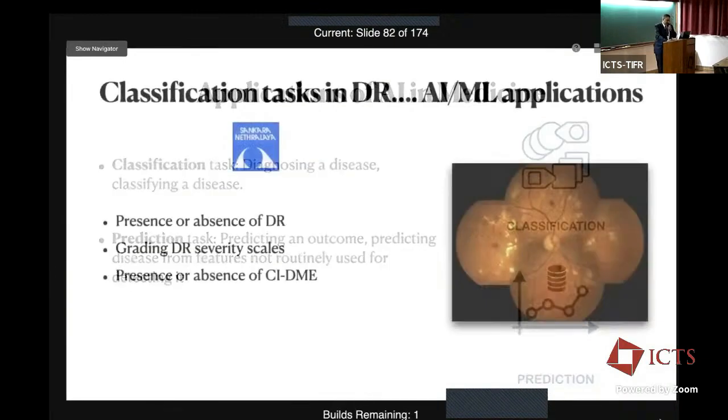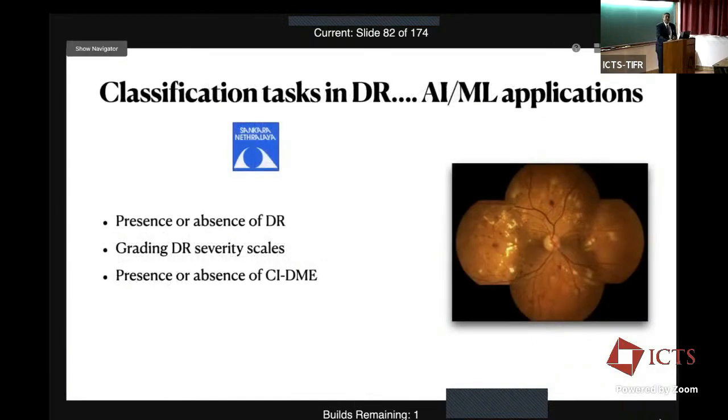So this was some of the work which we have done as far as classification tasks are concerned. It appears to be a low-hanging fruit. That's why a lot of publications, a lot of work is happening in this domain. Whether there is presence or absence of diabetic retinopathy, can we grade retinopathy? Can we classify whether the center of the macula is involved in macular edema?